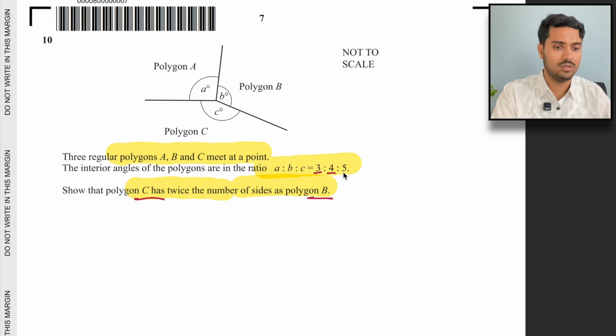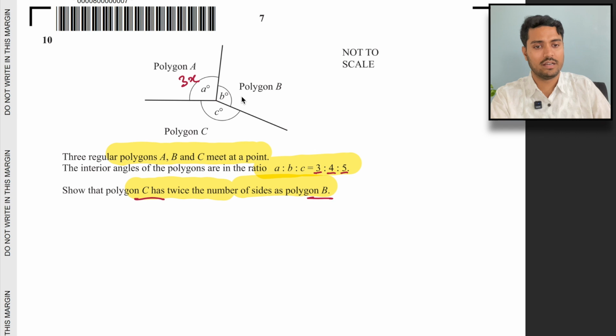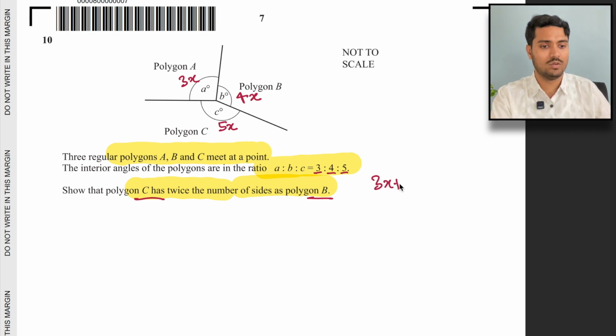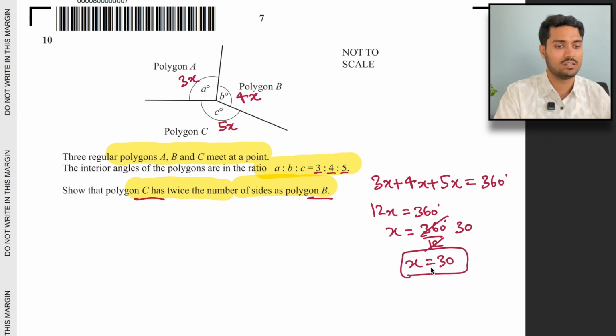So A is 3, B is 4, and C is 5. So we can label A as 3x, B as 4x, and C as 5x. We know that the sum of each value, 3x plus 4x plus 5x, will add up to 360 degrees at a point. That means 12x is equal to 360. So x is equal to 360 by 12. So 12 times 30 is 360, x equals 30 degrees.